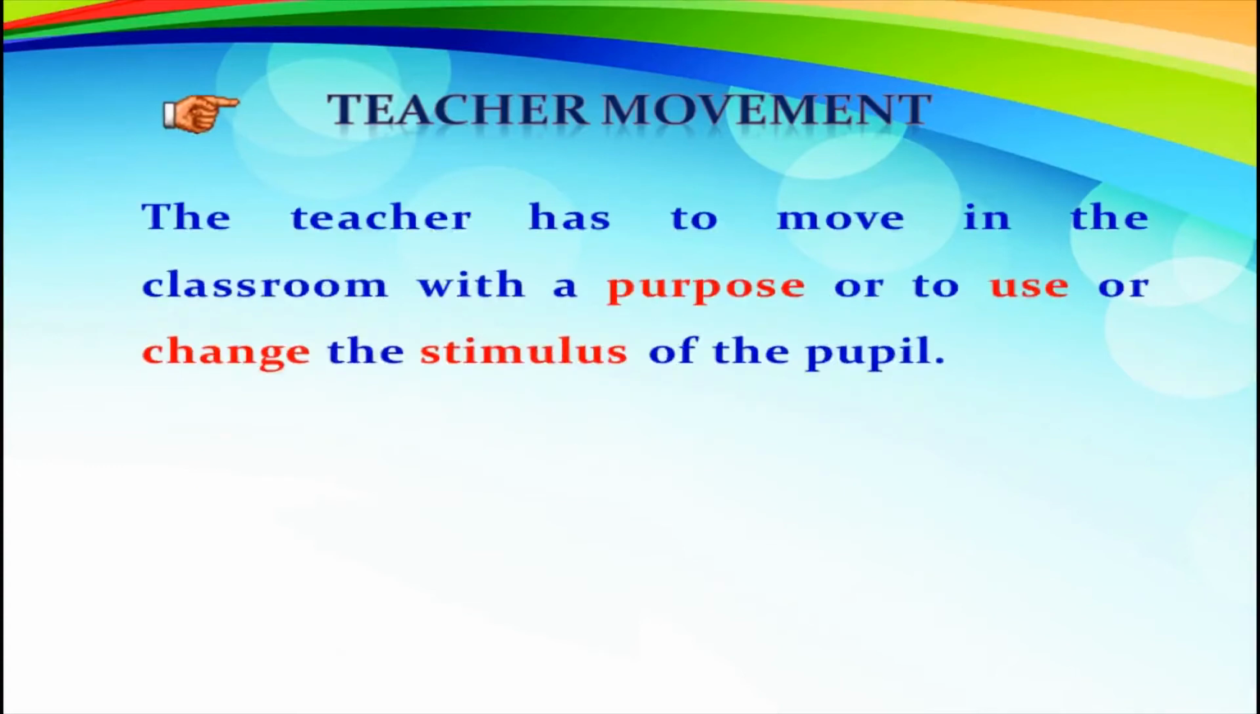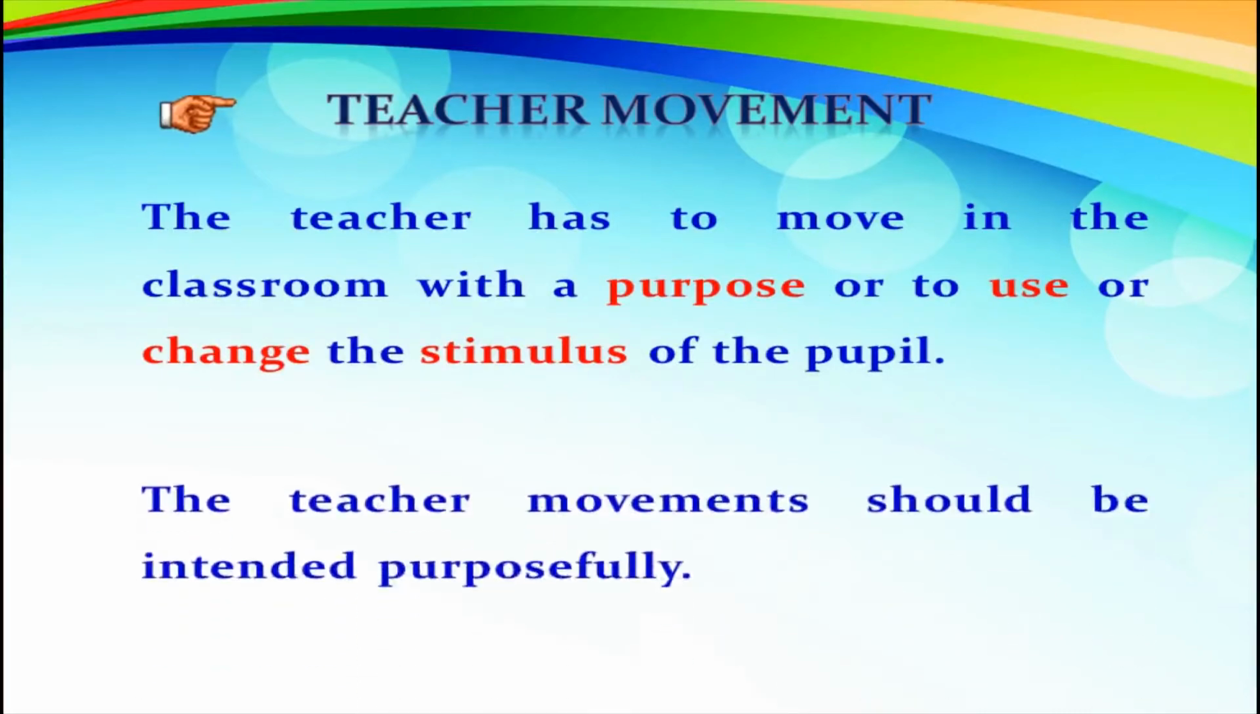The teacher has to move in the classroom with the purpose of using or changing the stimulus of the pupils. The teacher's movements should be intended purposefully. For example, the teacher moves to the blackboard to write something on the board, moves towards the back of the classroom to check what the students are doing, or moves towards a particular student to clarify some doubts. So the teacher's movements should be intended purposefully.